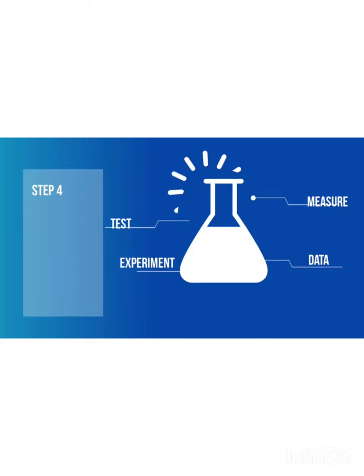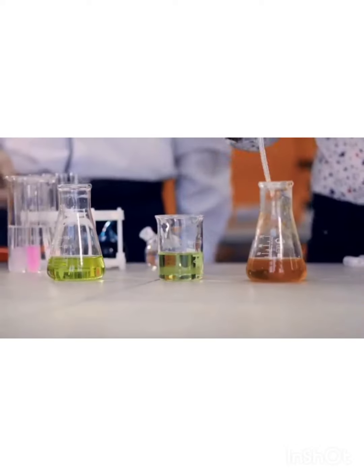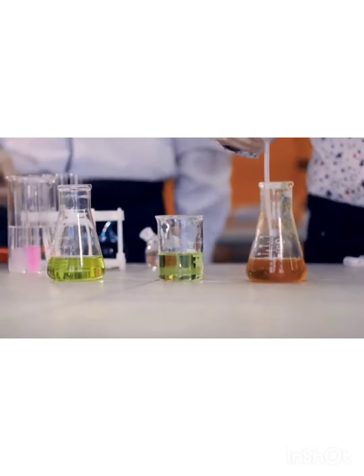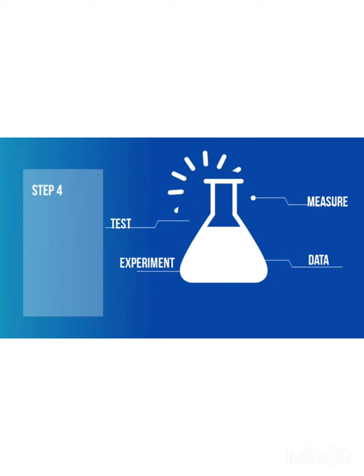The hypothesis should be based on research or life experience. Step 4 is design an experiment. The experiment should be designed to test the hypothesis, and during the experiment, observations are used to collect measurable data. The experiment will include 3 variables.